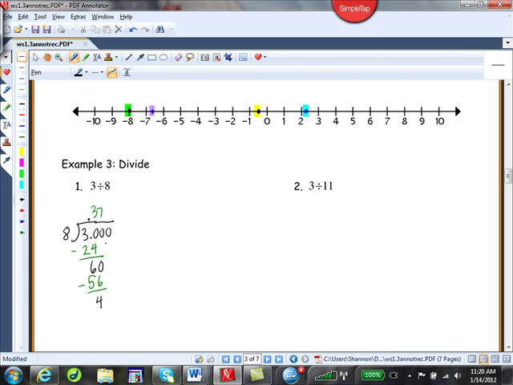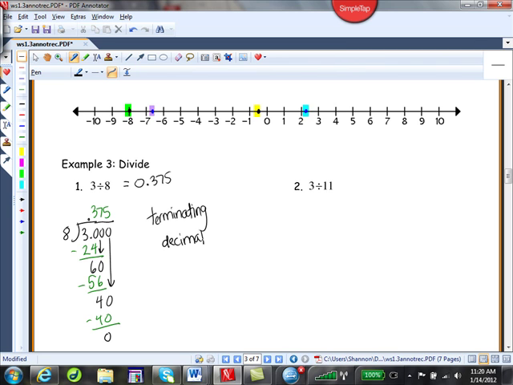Bring down the next 0. So this one was brought down here. This one will be brought down here. And there's 5 8s in 40. So we have a remainder of 0. Since we eventually got a remainder of 0, 3 divided by 8 is actually equivalent to 0.375. This is considered to be a terminating decimal.